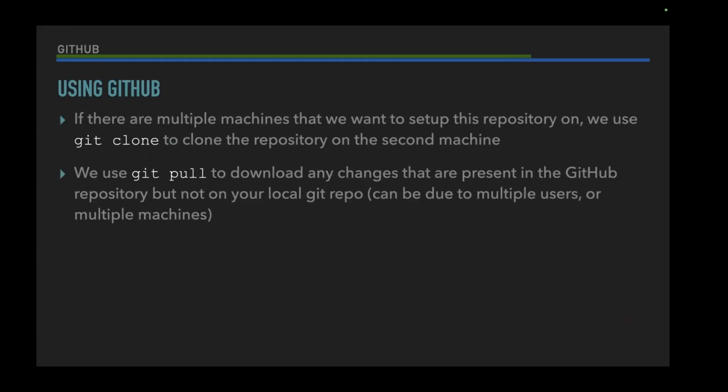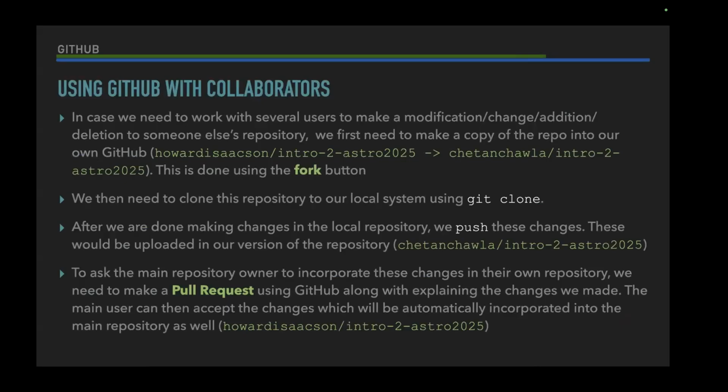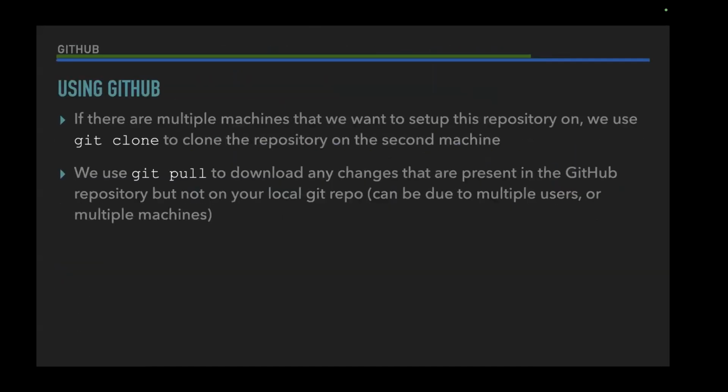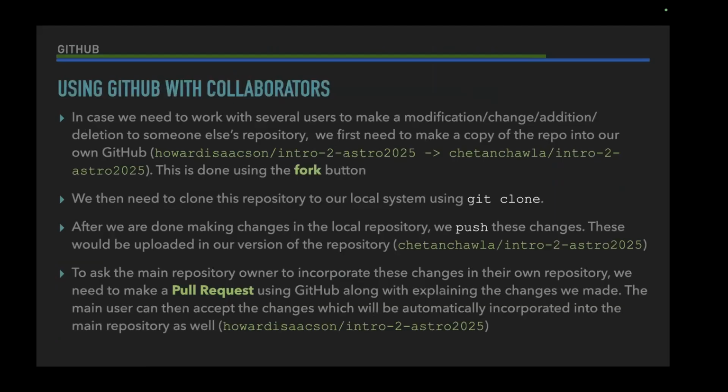Okay, so in our case, there is one more thing, I'll talk about it with the example. For our particular example, this is your assignment as well. I have explained it over here, and what to do is also written later on. But when we are working with collaborators such as ourselves, in Intro2Astro 2025, we have a Git repository that is hosted on GitHub under Howard's page. So Howard has this Intro2Astro 2025.